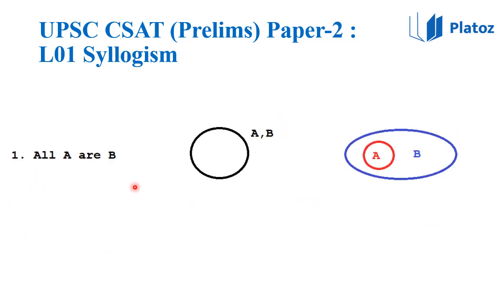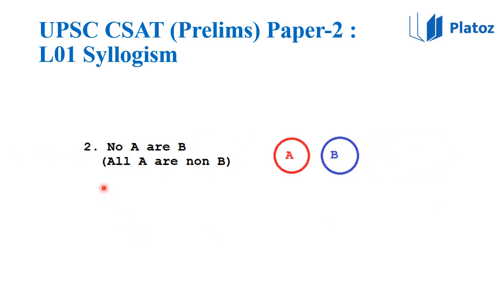So all A are B, a very simple case. All A are B can be represented in two ways. The first thing, all A are B, all the elements are same. And the second case, all the elements of A are falling within B. Now in the second case, no A is B or all A are non-B. Again, very simple. There is no intersection at all between A and B. This is how you draw the Venn diagram for this statement.